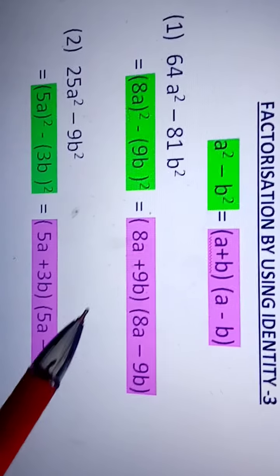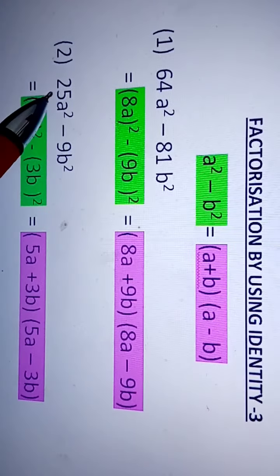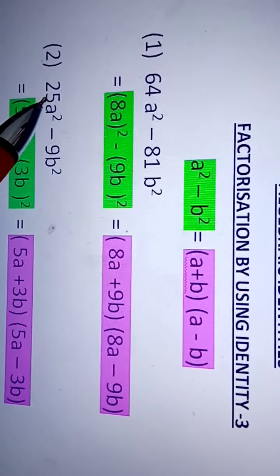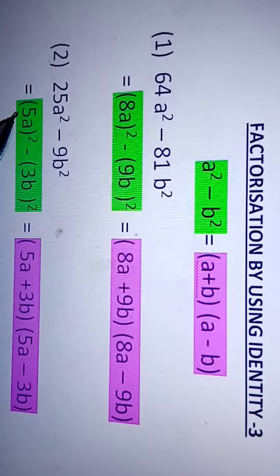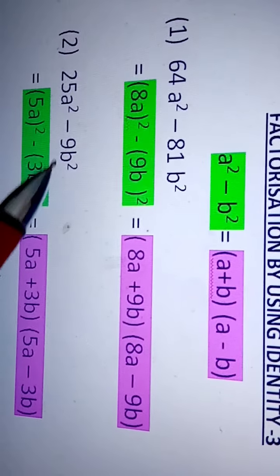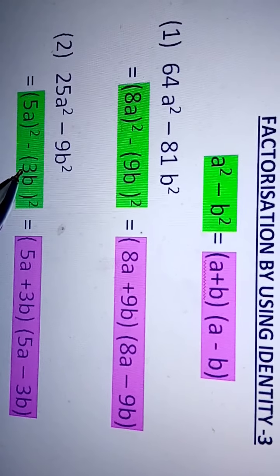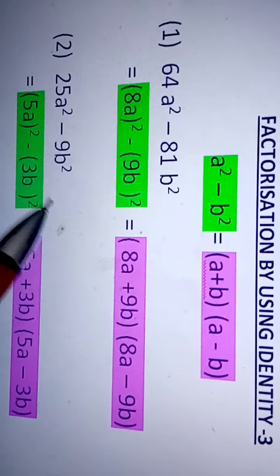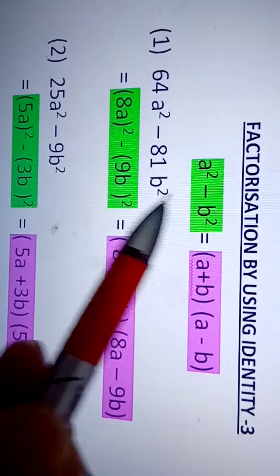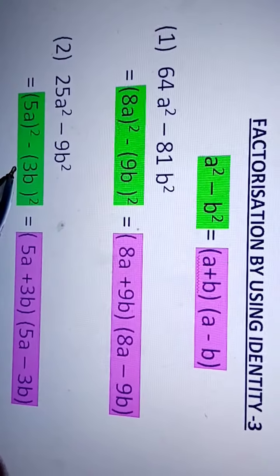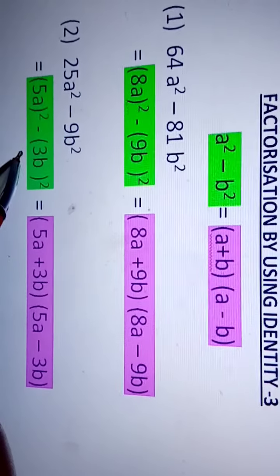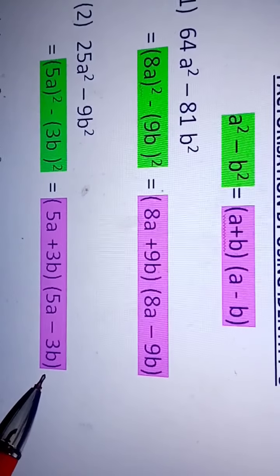Fine. Similarly, the other one, this is 25a. The 25 is a perfect square, it is the square of 5. So you write it as (5a) whole square, and 9 is also a perfect square, the square of 3, so (3b) whole square. Now compare the LHS part of the identity with your question. Both are the same. This is a square minus b square. Now you write (a plus b) into (a minus b).